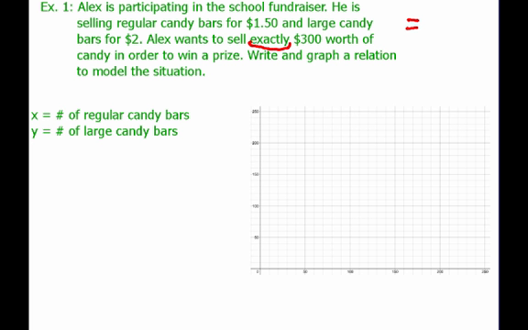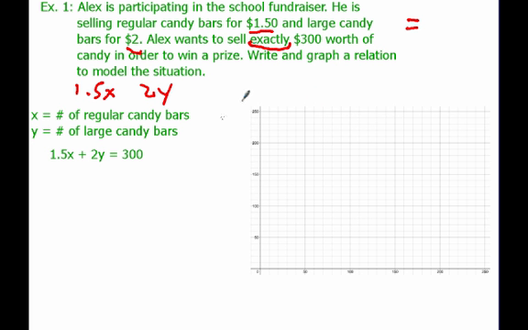Well, I know that regular candy bars cost $1.50 and large candy bars cost $2. So if I take 1.5 and multiply that by x, that's going to tell me how much money Alex makes from selling regular candy bars. And if I take 2 and multiply it by y, that's going to tell me how much money Alex makes by selling large candy bars. So I can say 1.5x plus 2y equals $300. Because this is the amount he makes for regular candy bars, this is the amount he makes for large, and this is the amount of money he's going to make altogether.